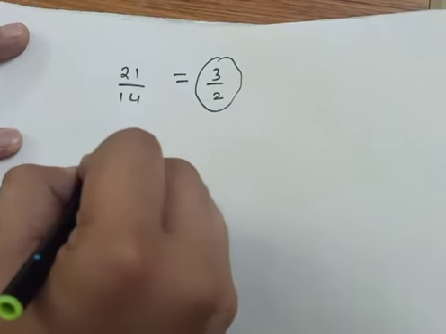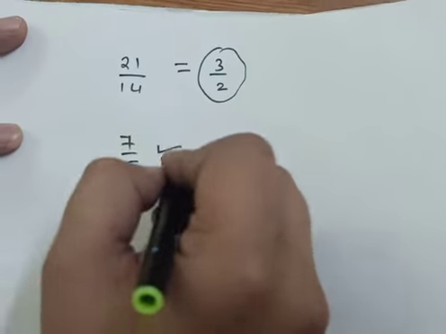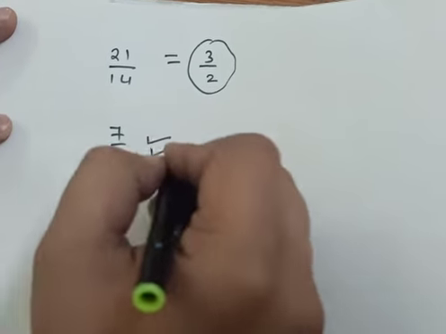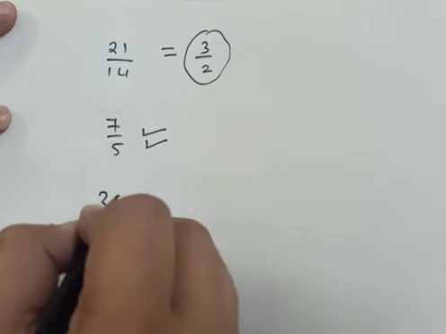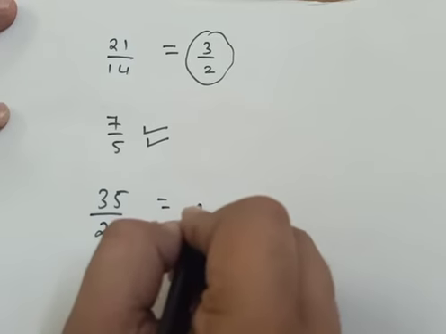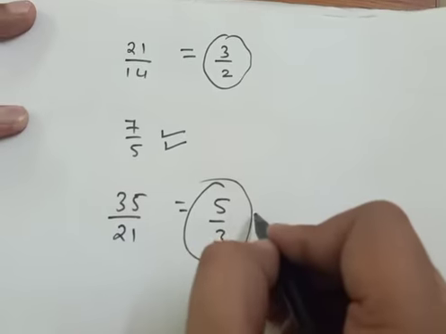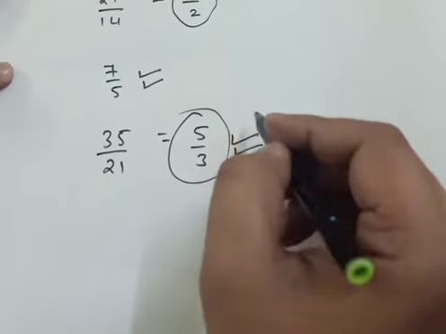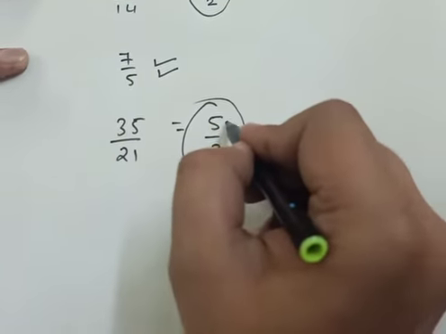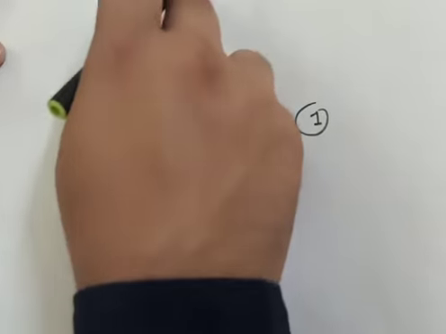Let us take an example, 7 upon 5. Are these co-prime numbers? Yes, these numbers are co-prime because they are not divided by any number. Let us take an example, 35 upon 21. These numbers are again divided by 7, 7 fives or 7 threes are. So these are not co-prime numbers. So you got the idea what co-prime numbers are: numbers which have a factor only of 1, because these numbers are only divided by 1.